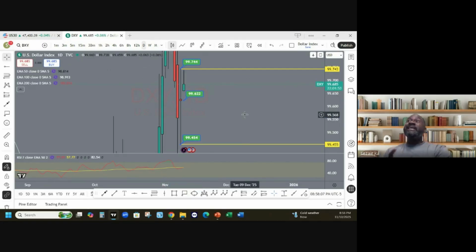Okay, so today, which was Monday, right? You see, this is what happened to the dollar, the US dollar index. The value of the US dollar opened, went down to 99.454, and then went all the way up to 99.744. You see, that's where it traveled today. This is the daily time frame we're looking at.